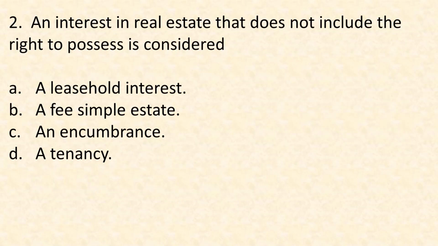Question number 2. An interest in real estate that does not include the right to possess it is considered A, leasehold interest, B, a fee simple estate, C, an encumbrance, or D, a tenancy. The answer is C, an encumbrance. If the interest holder enjoys the right of possession, the party is considered to have an estate in land, or familiarly an estate. If a private interest holder does not have the right to possess, that interest is an encumbrance.